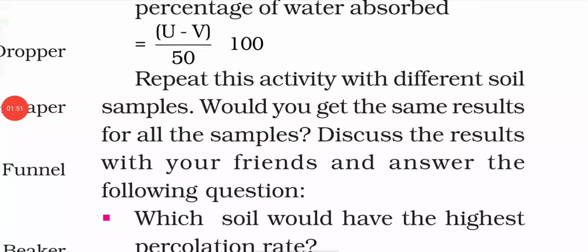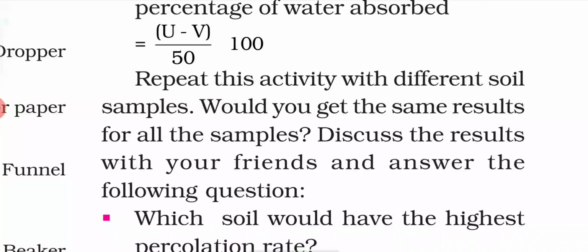Now the percentage of water absorbed by the soil. We calculate it using the formula: U minus V, where U is the initial volume of water and V is the final volume of water, divided by 50, which is the weight of the soil that we took previously, and multiplied by 100. By using this formula we can easily calculate the percentage of water absorbed by the soil.